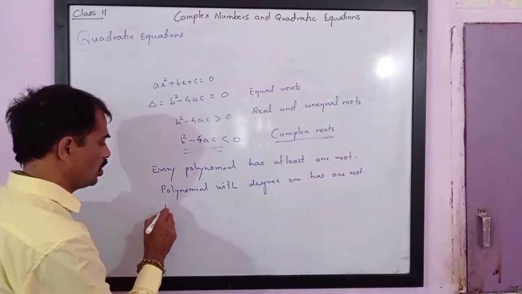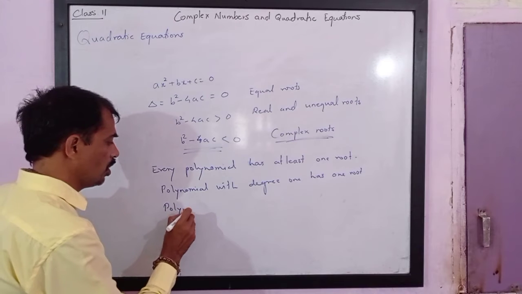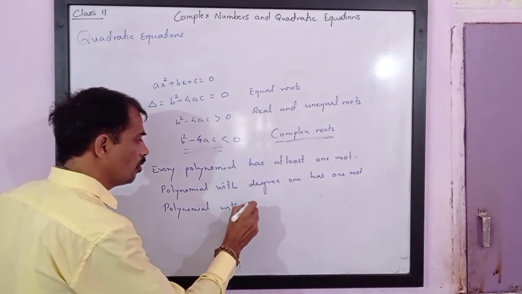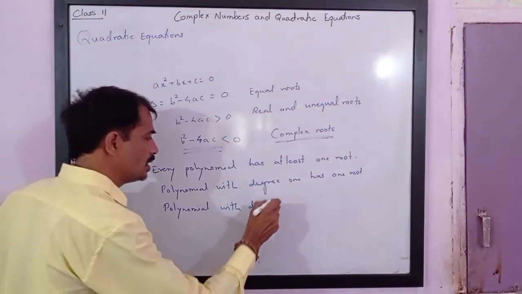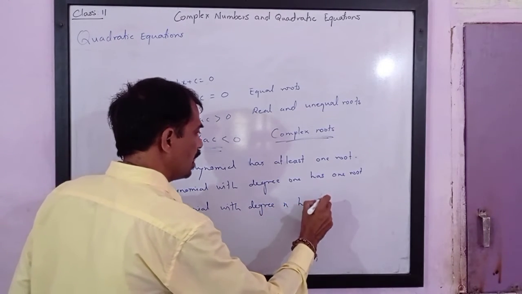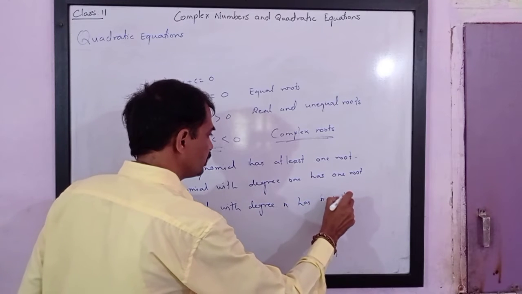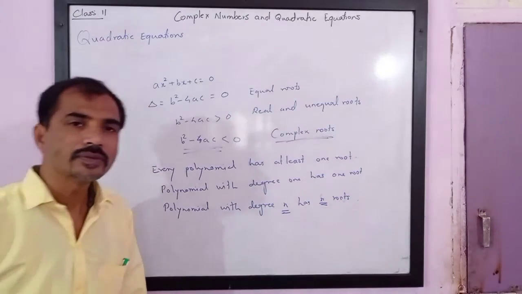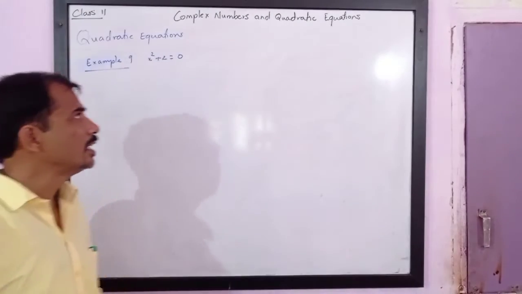And thus, let us generalize the statement: a polynomial with degree n has n roots. Let us solve the examples.